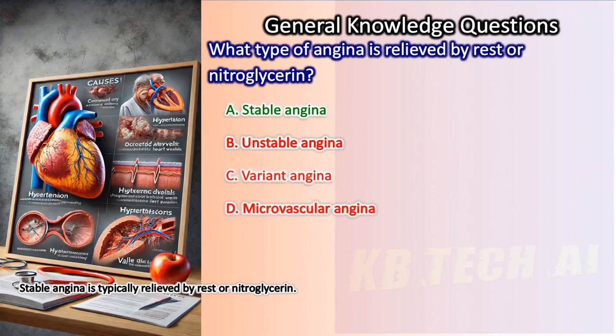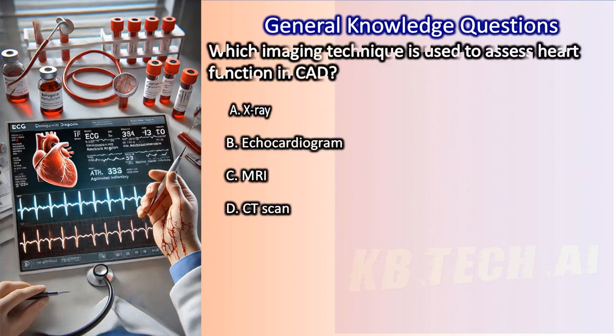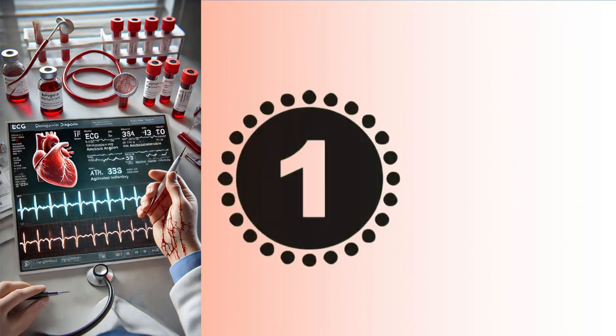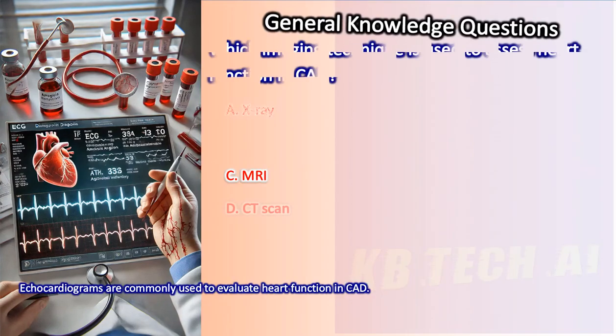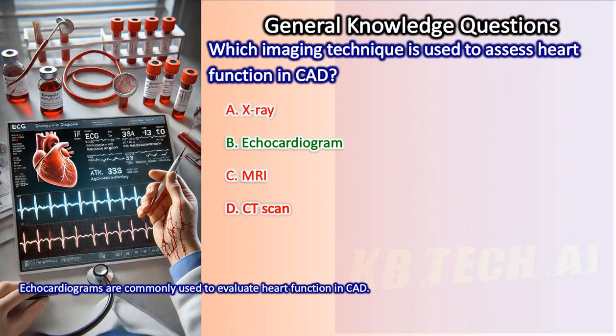Stable angina. Which imaging technique is used to assess heart function in CAD? Option 1. X-ray. Option 2. Echocardiogram. Option 3. MRI. Option 4. CT scan. The answer is option 2.